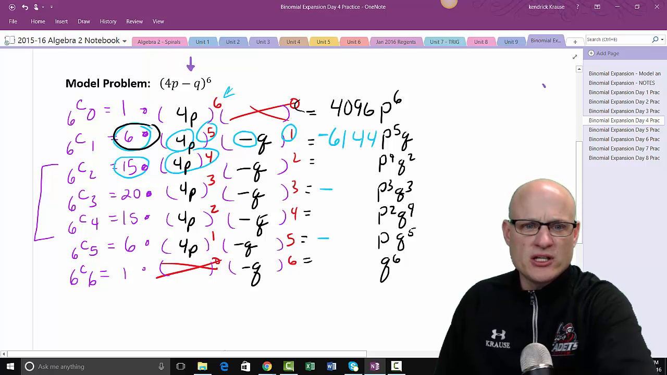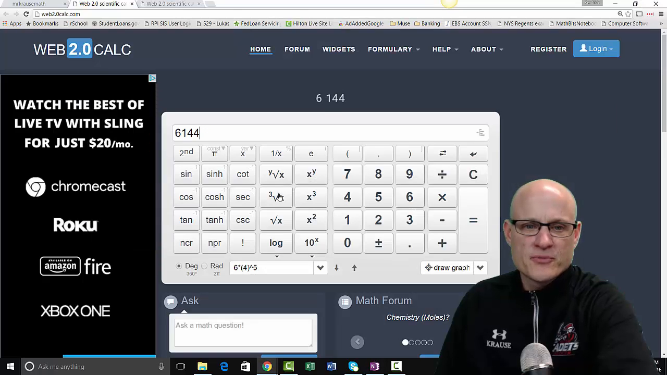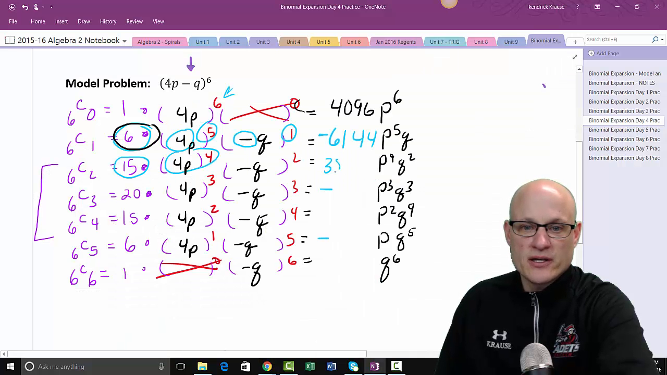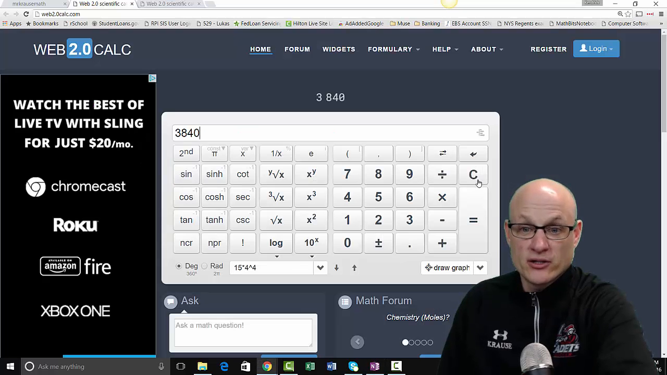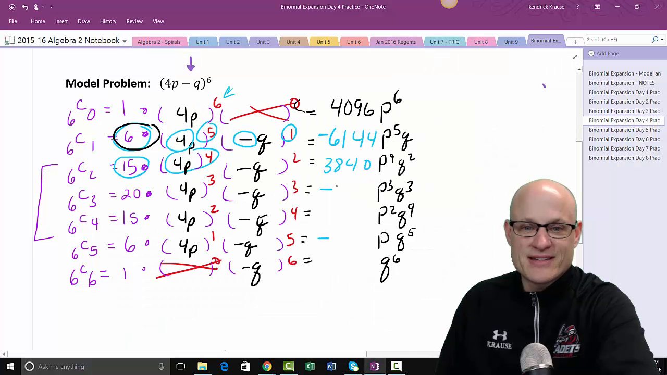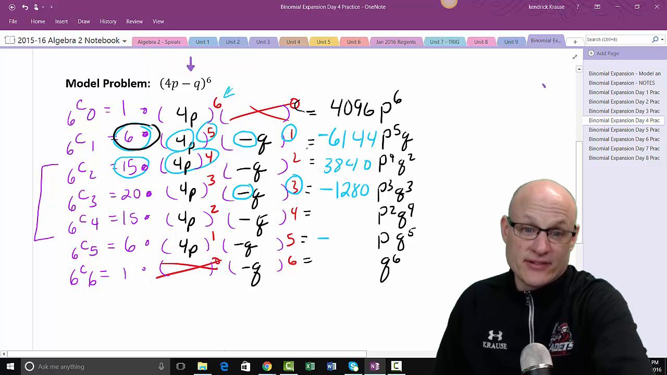All right. So 15, 4 to the fourth. So 15 times 4 raised to the fourth equals 3840. Now this is going to be 20 times 4 cubed. And that's 1280, but it's negative 1280. Now the reason it's negative is because we have negative cubed. Negative times negative times negative is negative.